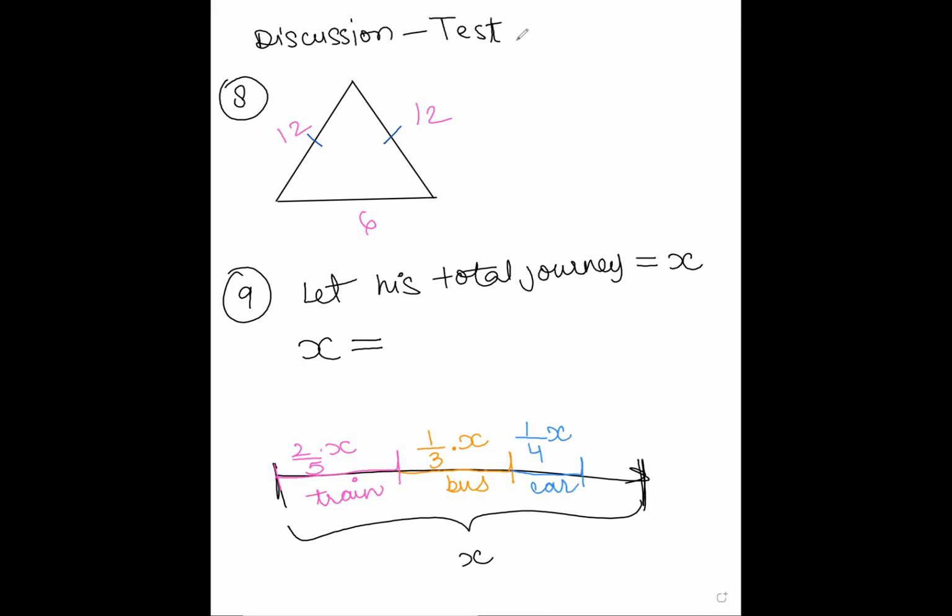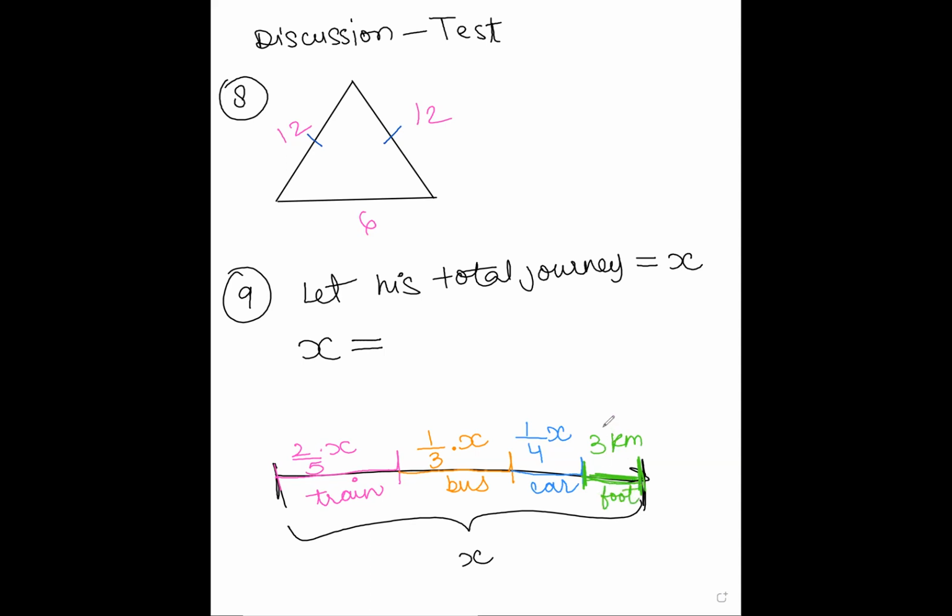So one thing we know is how many kilometers are remaining? Sorry, not x, what am I saying? 3 kilometers are remaining. This much is the remaining length of the journey. So this is 3 kilometers. This is on foot.